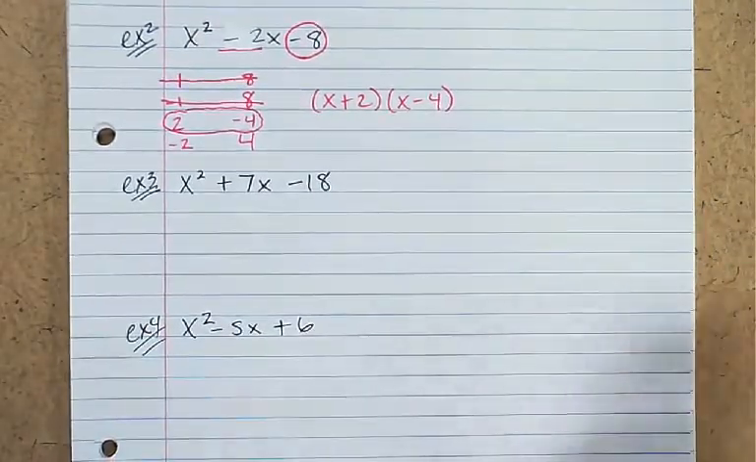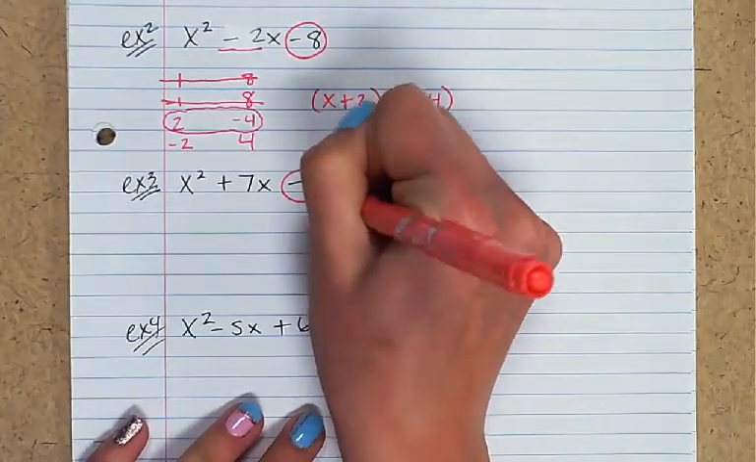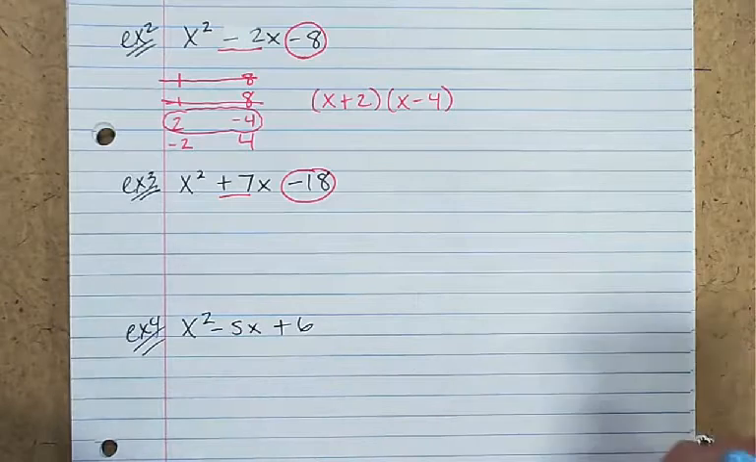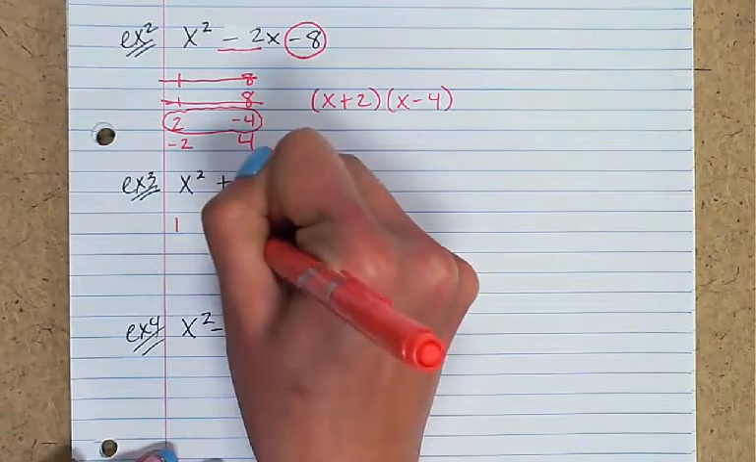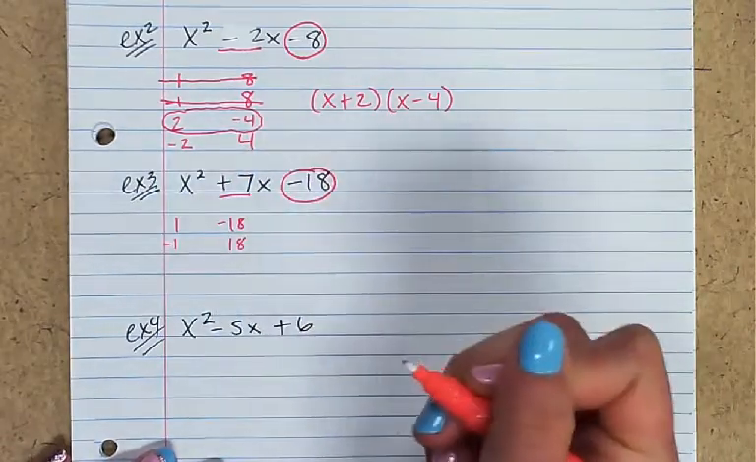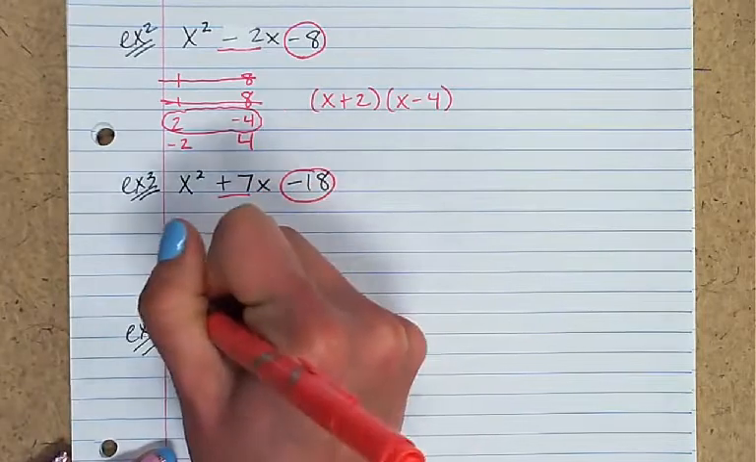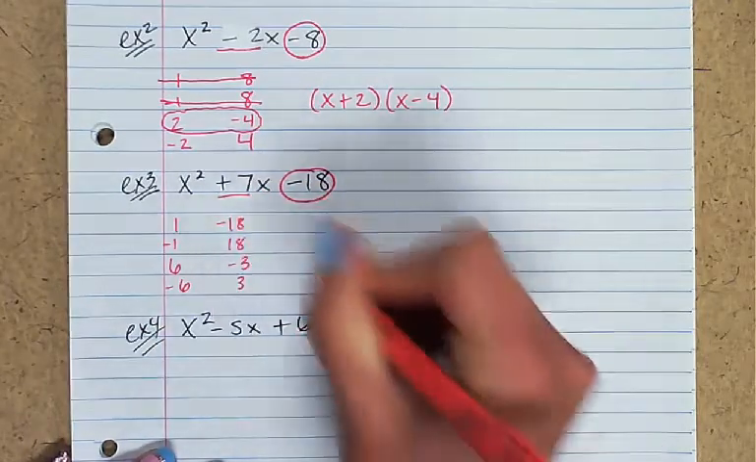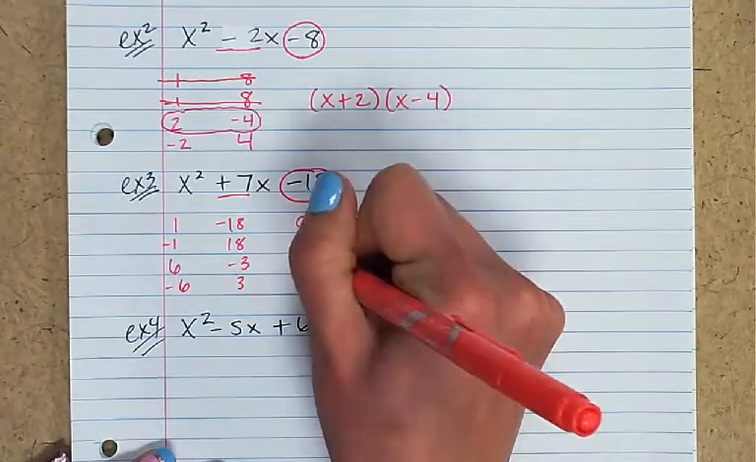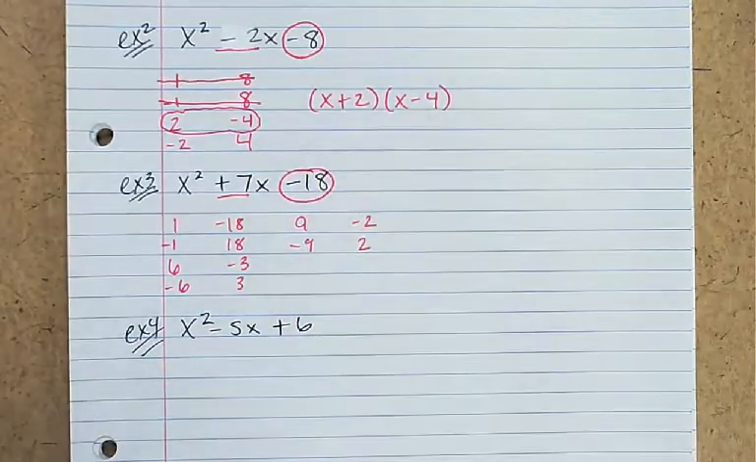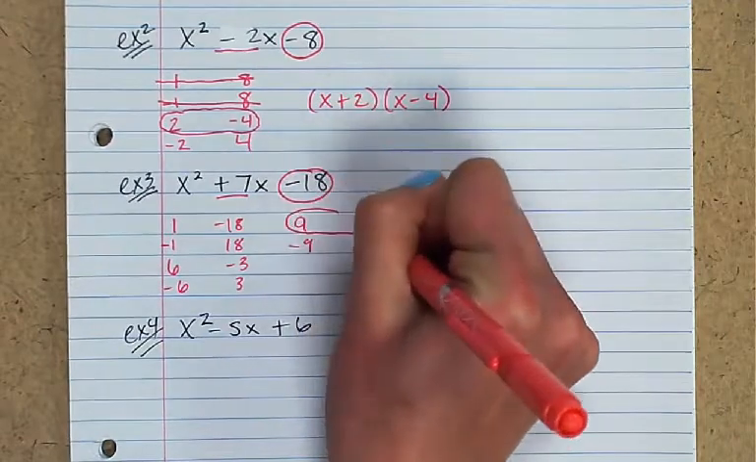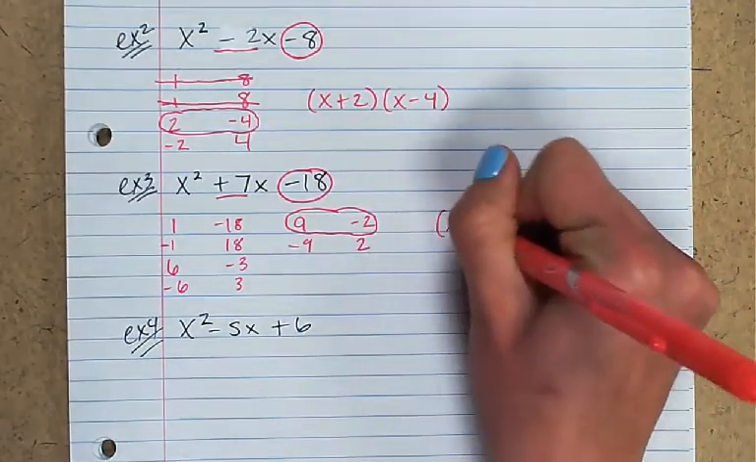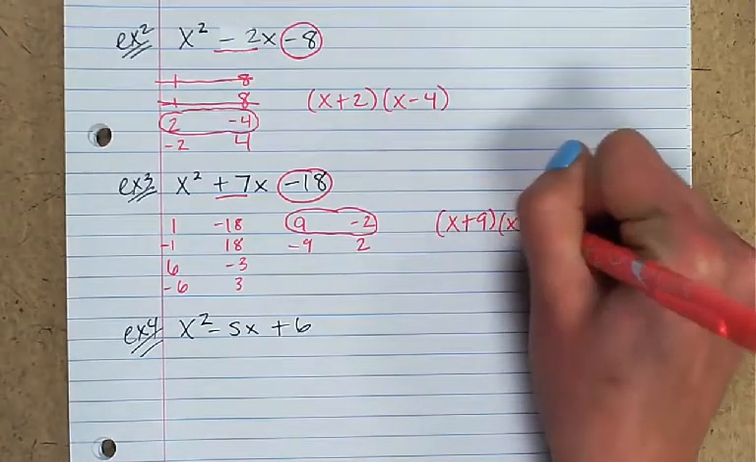Okay, let's look at the next one. We have to multiply to make negative 18 and add to make 7. Again, if you're unsure, write a list. Okay, so then after you've written out all the products, go back through and decide which of those, when I add them, do I get 7? 9 and negative 2 is 7. So this will factor into x with a positive 9 and x with a negative 2.